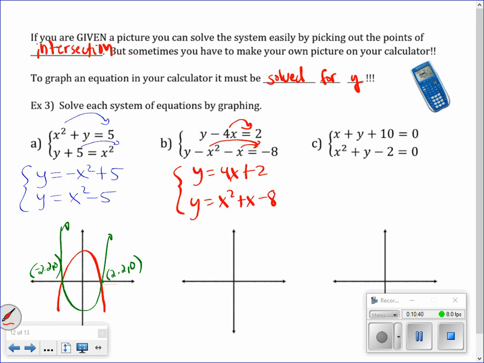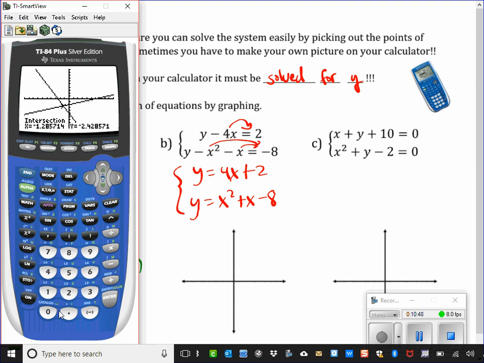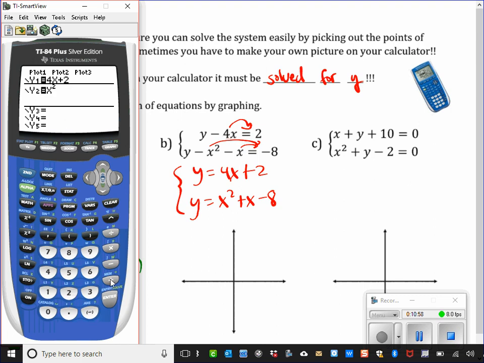So when I graph these, let's go ahead and do this one on the calculator. And you're going to see a parabola and a line. You might have two intersections again. All right, so graph it. Now, I'm going to go ahead and press second trace and number 5 again, and then press enter 3 times and see what it gives me. Well, it gives me one answer is negative 2 and negative 6.